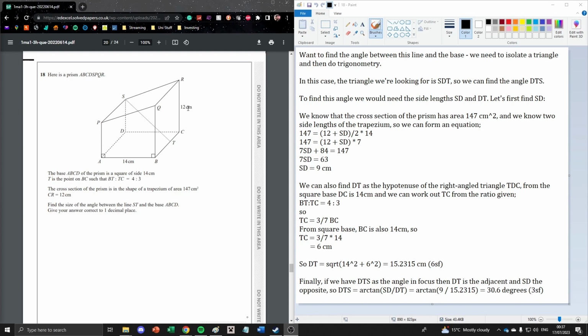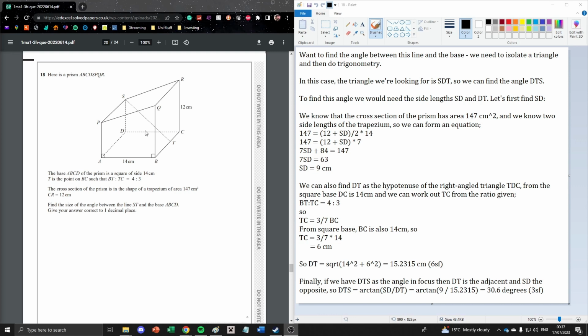We know that RC is 12 centimeters, and we know the area of this face on the far side must be 147 centimeters squared. So using the trapezium area formula, we have 147 equals (12 plus SD) divided by 2, times 14. If we work through this, we can cancel out the divided by 2 to make just times 7. Then we can expand the brackets to get 7 SD plus 84 is equal to 147. And so 7 SD is equal to 63. So SD is 9 centimeters.